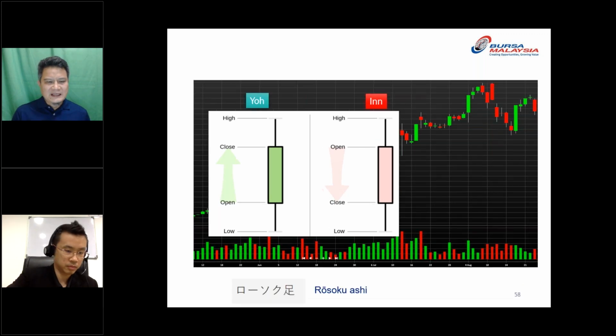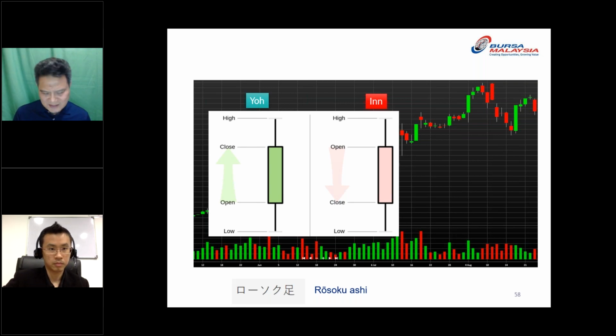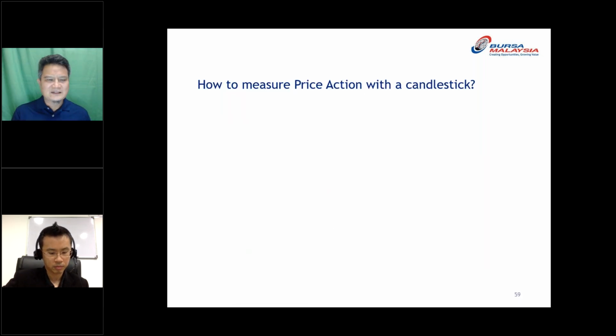Okay. And in Japan, the positive candle is called yo, the negative candle is called in, and this candlestick they call it rosoku ashi. So today you learn 3 Japanese words: yo, in, and rosoku ashi. All right, next, how to measure price action with a candlestick.